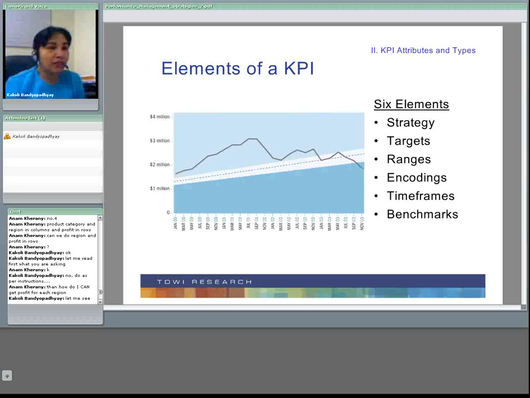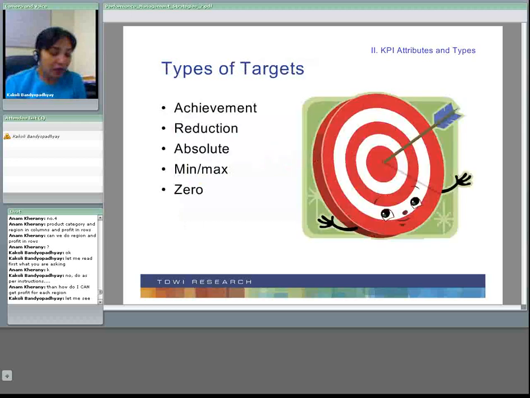So once again, these are the elements of a KPI. One is the strategic objective. Then the next thing is target: KPI measures performance against specific targets. Ranges: targets have performance ranges. Encoding: ranges are encoded in software, enabling the visual display of performance. Time frames: targets are assigned time frames by which they must be accomplished. And benchmarks: targets are measured against a baseline, which is called a benchmark. Types of targets can be achievement, absolute value, min max, reduction, and so on and so forth.